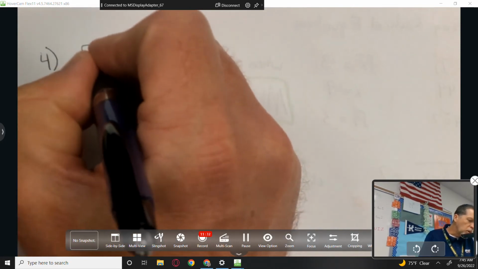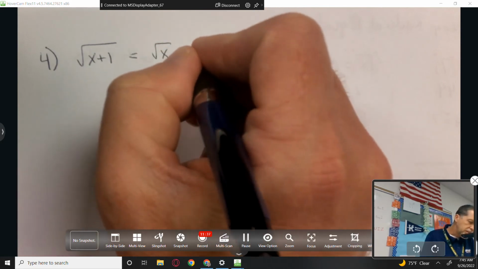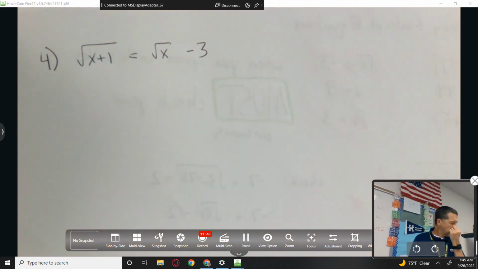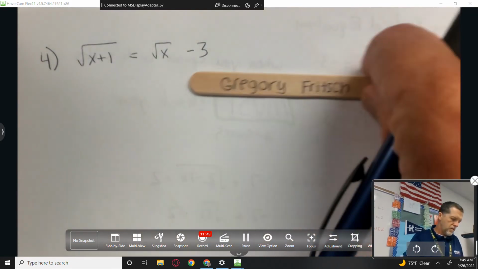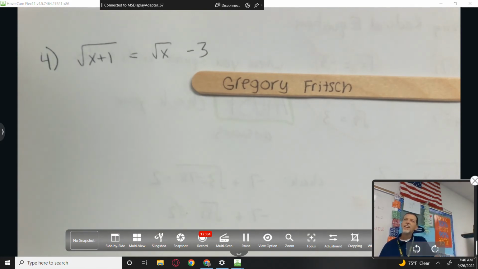All right, 2 more, because there's another type of problem that we haven't really seen yet. Square root of x plus 1 equals square root of x minus 3. So, no pressure, Gregory. We hadn't seen one like this, but I'm still going to ask you what you think we should do. Any idea?